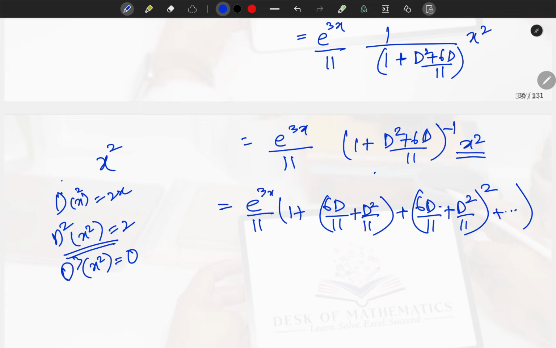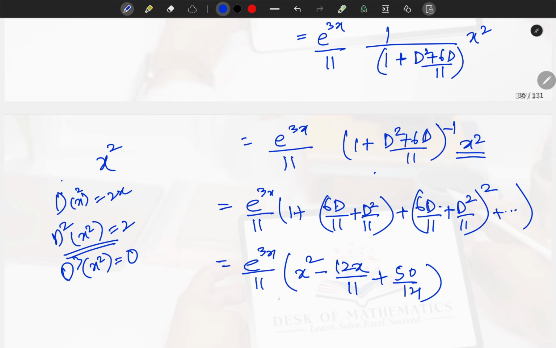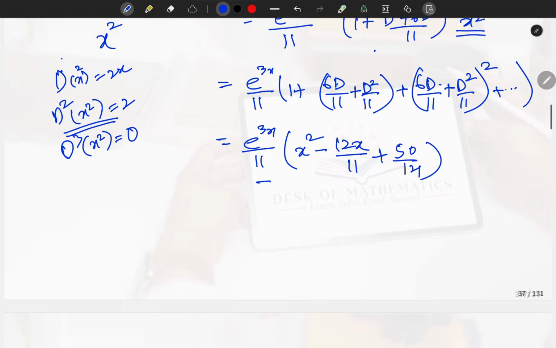So it will be e raised power 3x by 11 and 1 times x square, that's x square. Now you have to differentiate the x square and multiply 6 by 11, it will be 12x by 11, and in this way you will get minus 12x by 11 and plus the remaining term. That is the particular integral, plus the complementary function will be the solution. So this is about the complementary function and the particular integral, all the 4 cases.